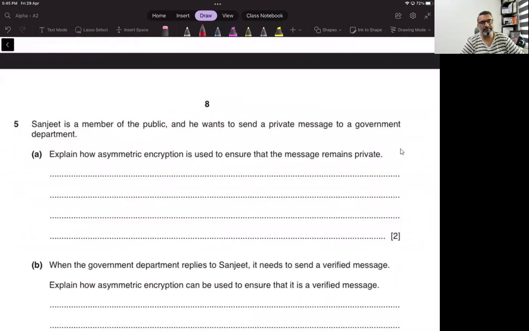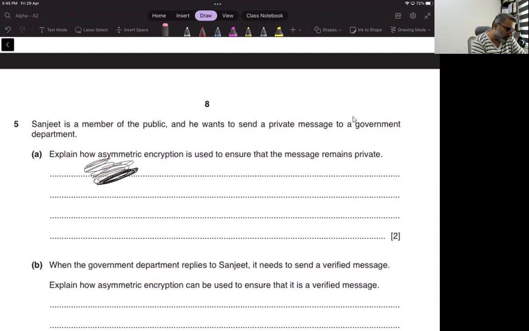Sanjeev is a member of the public and he wants to send a private message to the government department. Explain how asymmetric encryption is used to ensure the message remains private. Asymmetric means private key and public key. Okay?